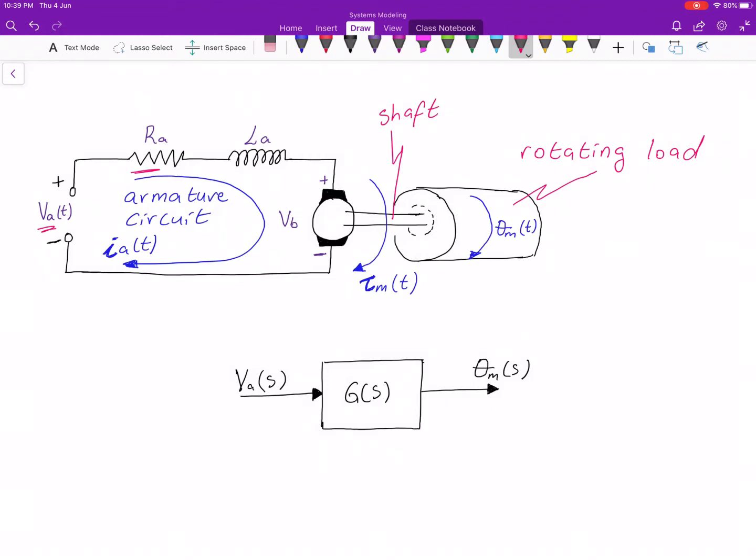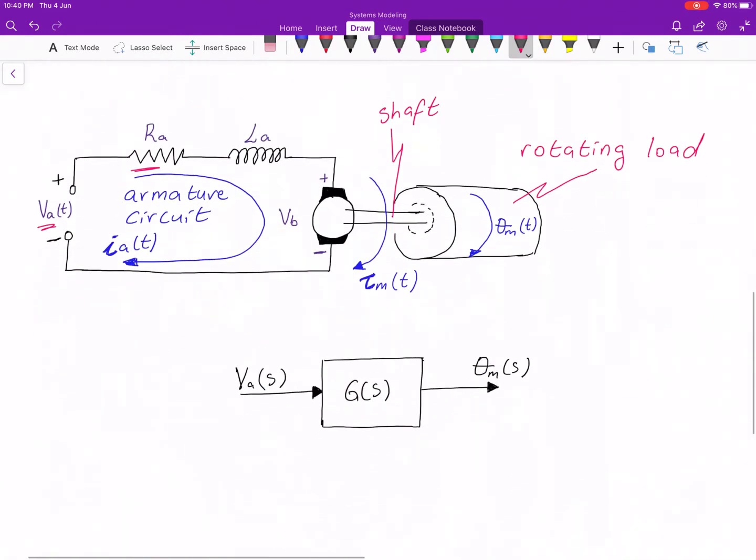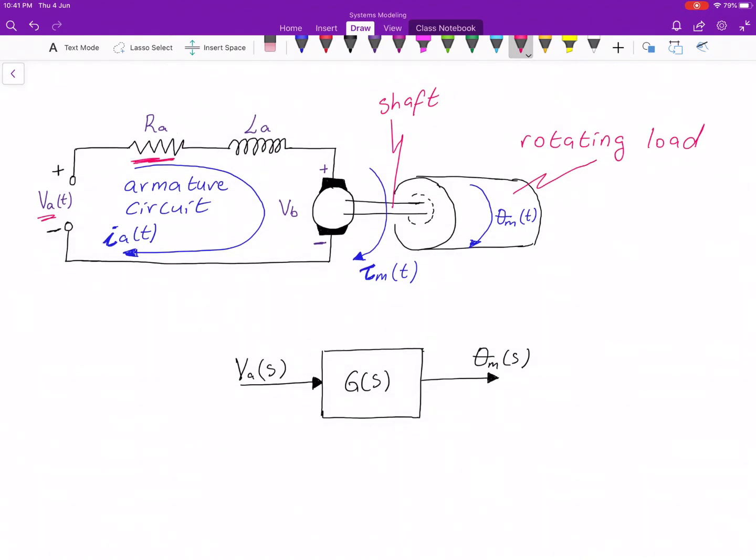Now, we say that the motor contains windings. These windings have a certain cross-sectional area, meaning that if you pass a current through them, there is going to be a restriction, and that restriction is your resistance. So we model this resistance with this R_a. We also have an inductance in the armature circuit. Also we have this v_b.